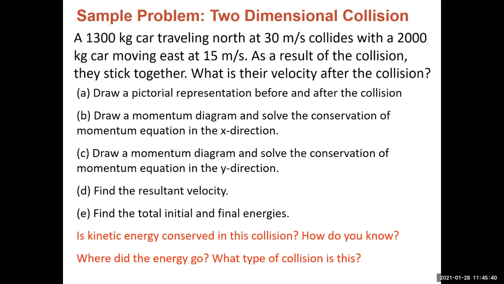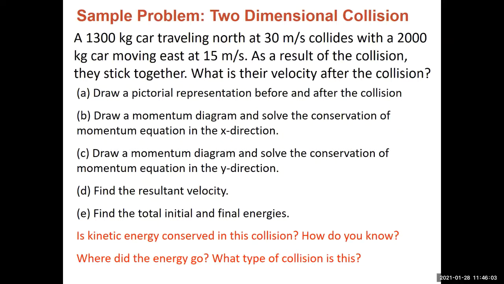Here is a sample problem on two-dimensional collisions. A 1,300 kilogram car traveling north at 30 meters per second collides with a 2,000 kilogram car moving east at 15 meters per second. As a result of the collision, they stick together. What is their velocity after the collision?